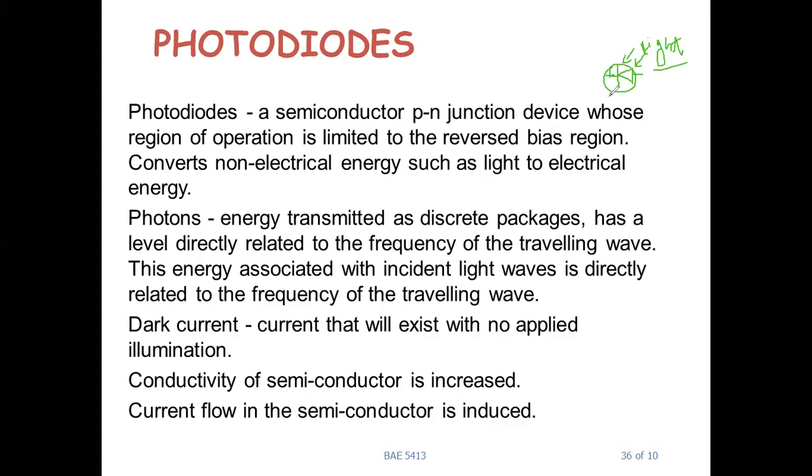Whatever the frequencies of photons are there, the photons carry energy transmitted as discrete packages, with a level directly related to the frequency of the traveling wave. The light waves are traveling towards the diode here. Whatever the frequencies are there, the waves are also traveling here now. This light energy associated with incident light waves is directly related to the frequency of the traveling wave.